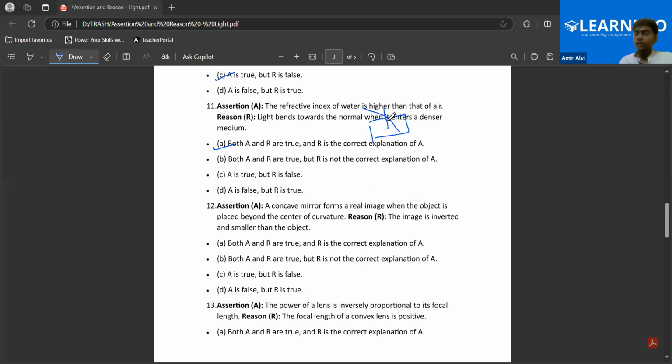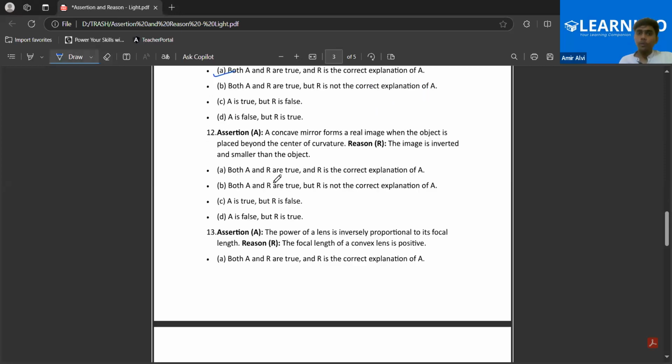Assertion and reason looks very easy, but we have to think about all the consequences, all the options or outcomes of this. If the question is saying the refractive index is higher than that of air, obviously it's higher than that of air, and light bends towards the normal, because a denser medium has a higher refractive index, right? Yes. Okay, that's why.